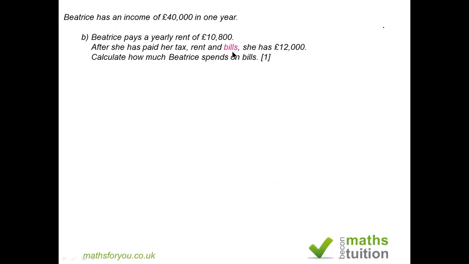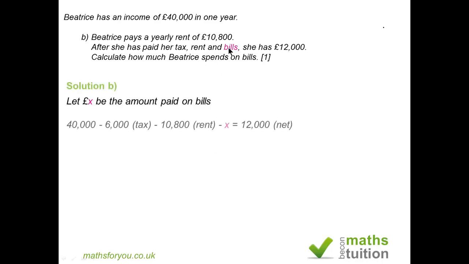Here we are told that her rent for this period is £10,800. So we know what the tax bill is, we know what her rent is. We now want to find out how much she spends on bills. We don't know what that is, so if we call that X pounds, in effect we have 40,000 minus 6,000 minus 10,800 minus X. Now that gives us £12,000 net. The X is what she spends on bills.